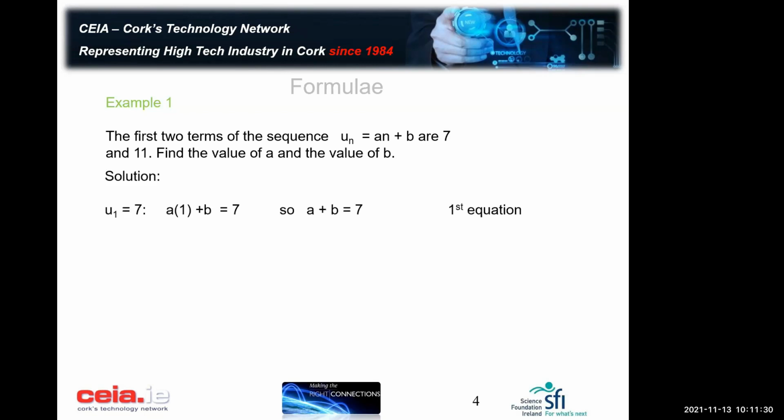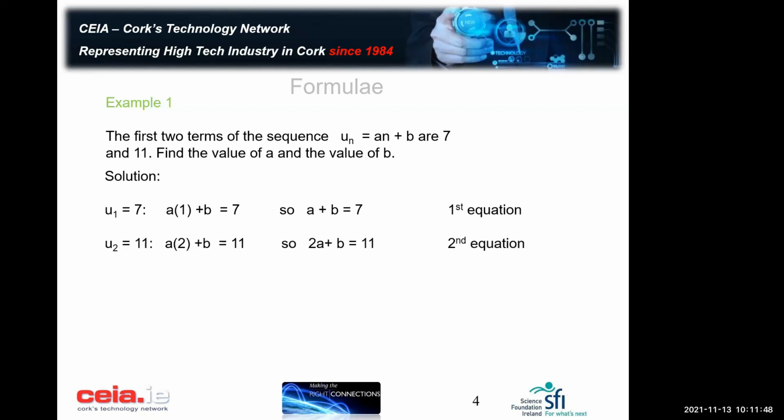So that means that u of 1 is equal to 7. So we substitute in 1 for n, and we get a times 1 plus b is equal to 7. So a plus b is equal to 7. So that's our first equation that we can use to solve for a and b.